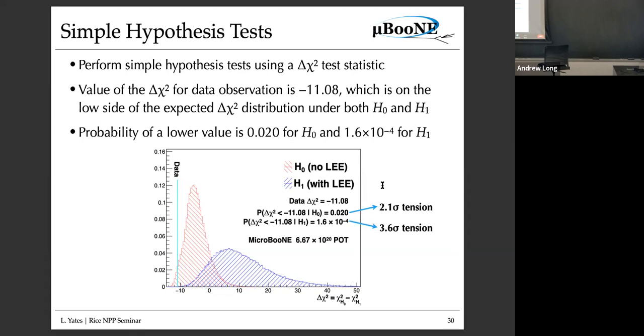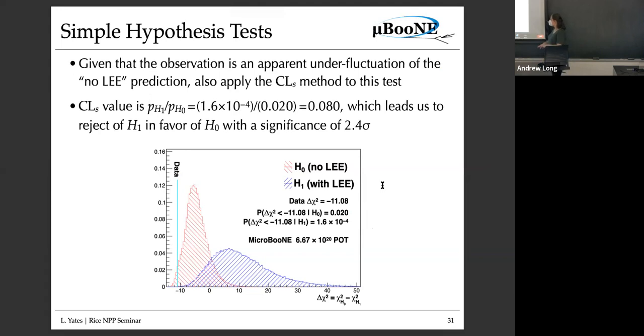So the data falls down here. You can see this is pretty low compared to both of the expected delta chi-square distributions. And the way we compute a p-value for this is we compute the probability that a delta chi-square drawn from this distribution or this distribution comes out lower than the data. So for the no LEE hypothesis, for H0, that comes out to about a 2% probability. We call that 2.1 sigma tension. And then for the LEE hypothesis in blue, it's obviously much smaller. That comes out to about 3.6 sigma tension.